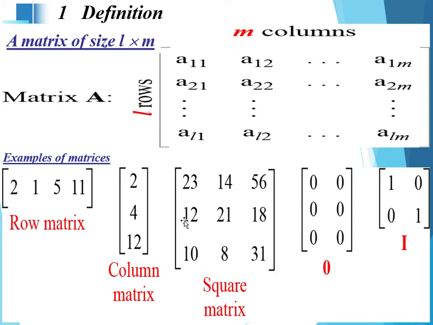An additive identity matrix, denoted as 0, is a matrix with all rows and columns 0. Here you can see that all the rows and columns are 0. An identity matrix, denoted by I, is a square matrix with ones on the diagonal and zeros elsewhere.